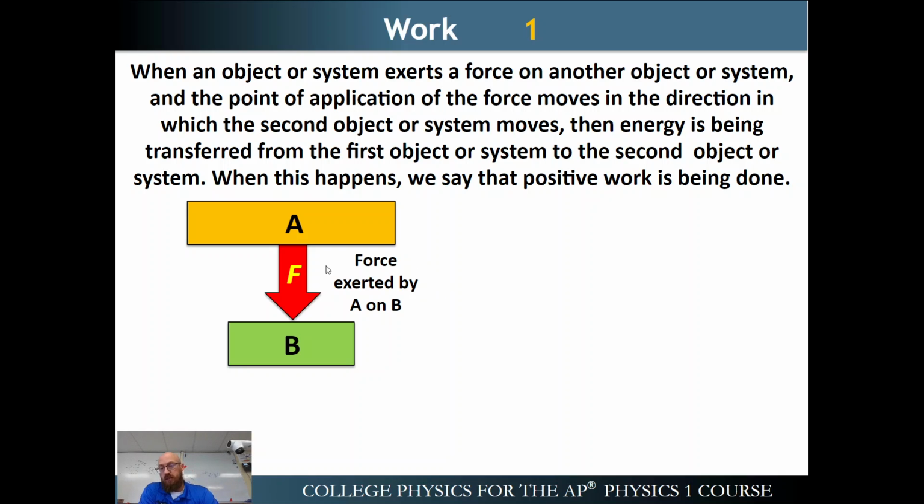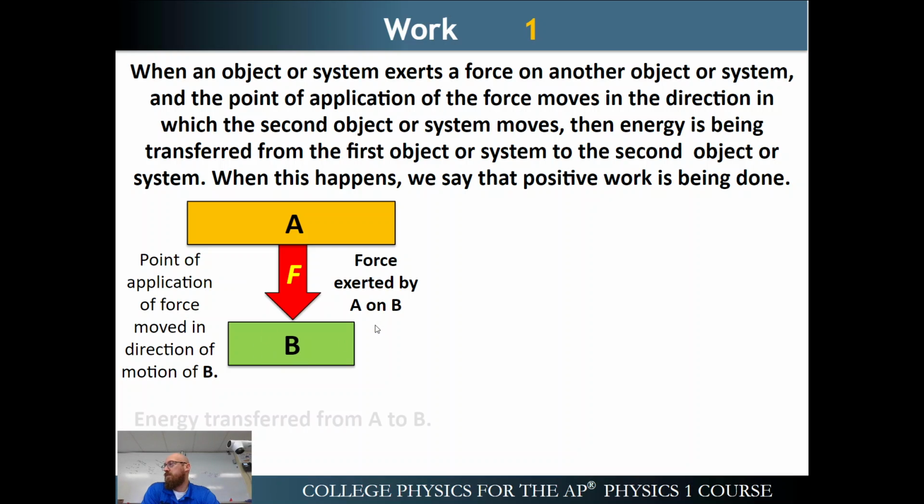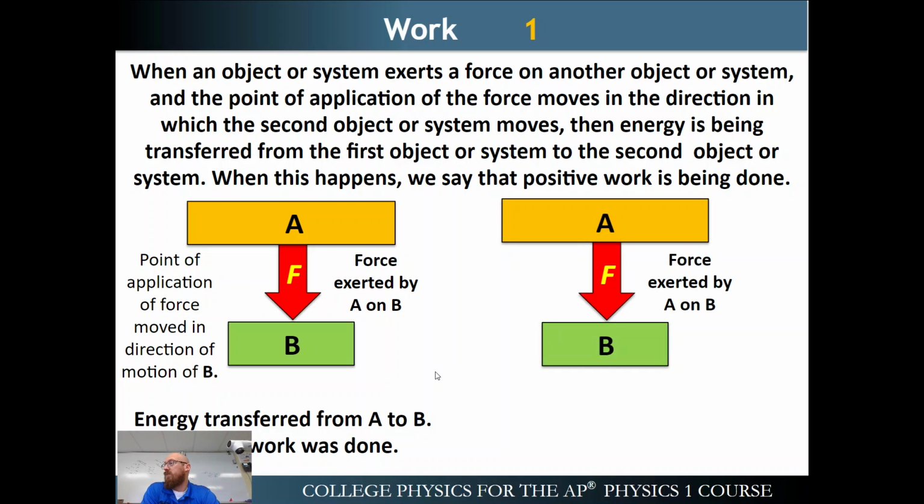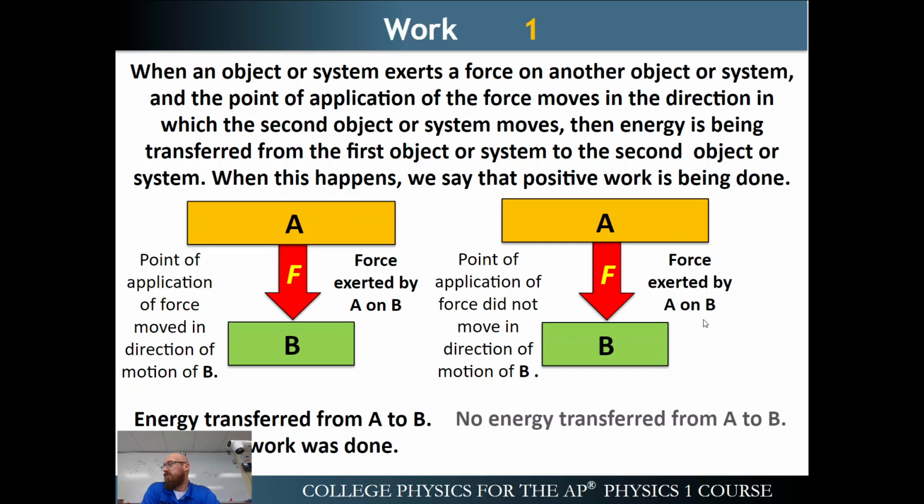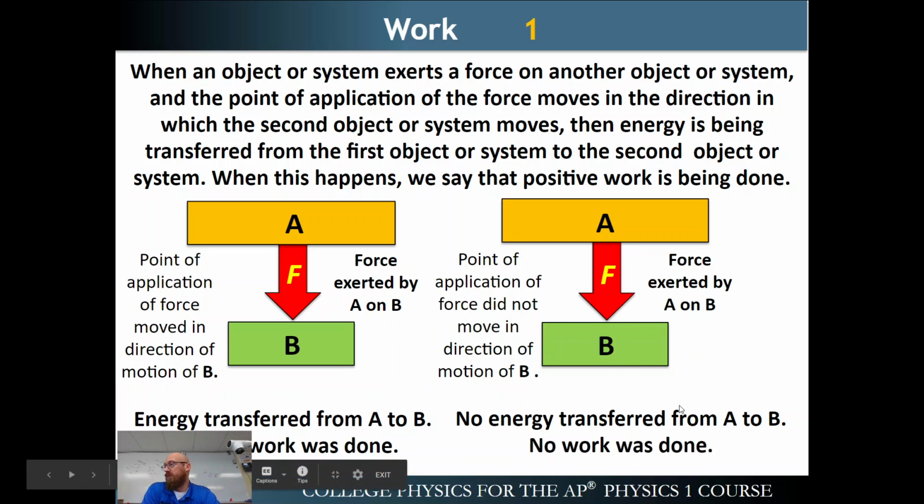So, example, a box hitting another box. Box A exerts a force on box B. So positive work has been done. Energy is transferred from A, because A, in theory, would slow down, B would speed up. Positive work. Now, force exerted by A on B, again, if the point of application of the force didn't move in the direction, no energy was transferred. No distance, no energy. No work done.